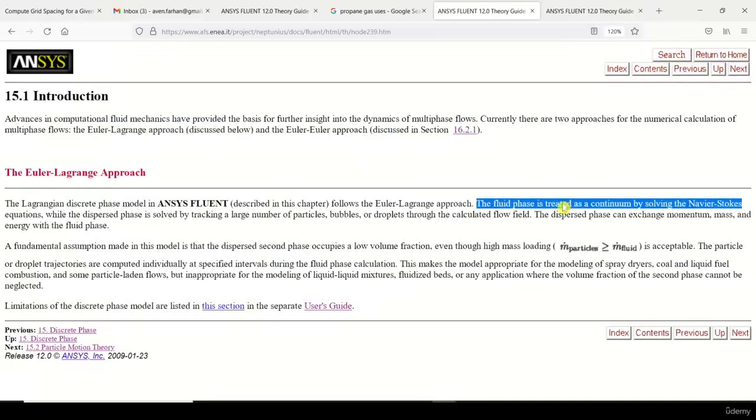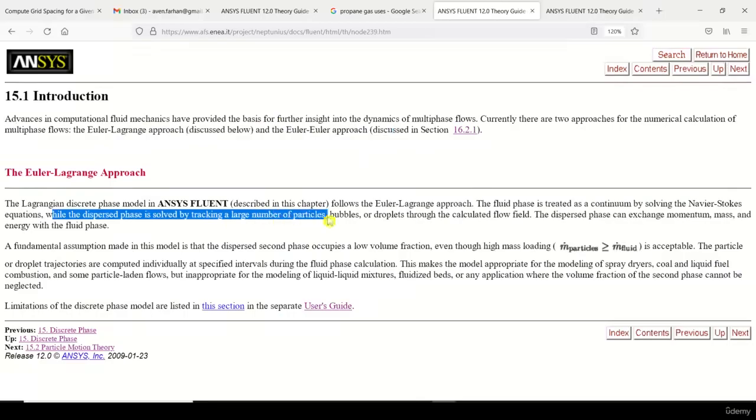Okay, so that is what is considered as the first phase, that is the fluid phase. The next phase is the dispersed phase. In this approach, the dispersed phase is solved by tracking a large number of particles, bubbles or droplets through the calculated flow field. So this is a combination of fluid phase plus dispersed phase.